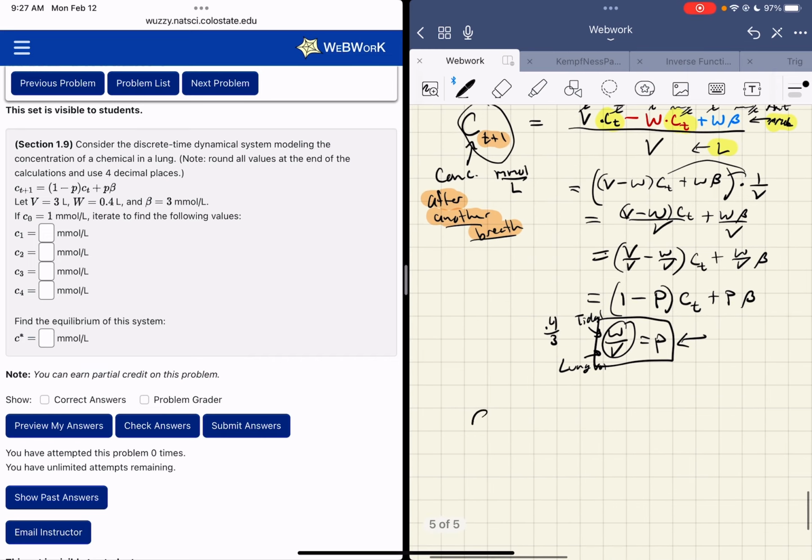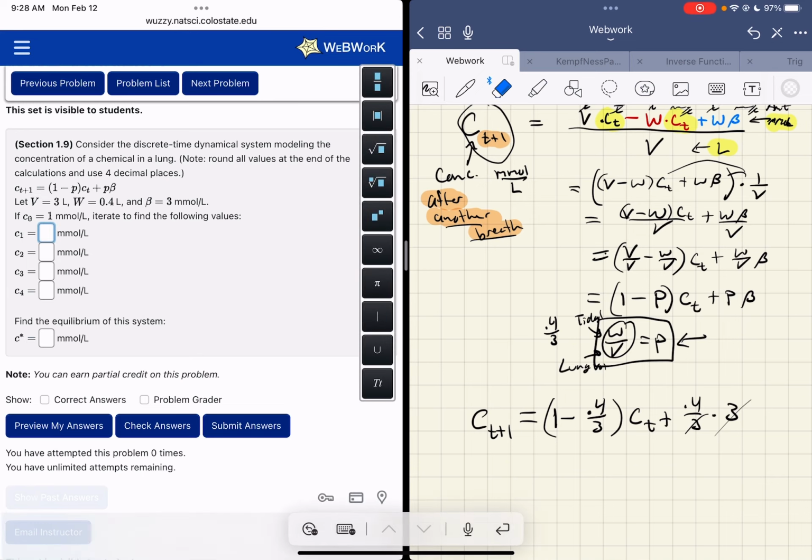All right, fine. Whatever. So what this problem is now saying is that the concentration after another breath is 1 minus 0.4 over 3 times the concentration that's currently in your lungs plus 0.4 over 3 times the concentration of the outside air. Ooh, look at that. Nice. Okay, so 0.4 over 3, that's not going to simplify very well, so I'm just going to leave it alone. Let's run with it.